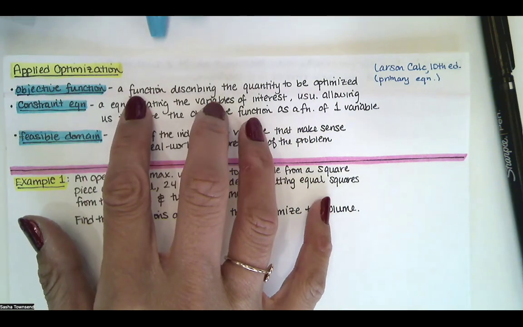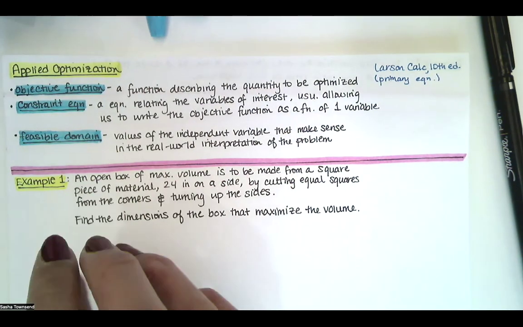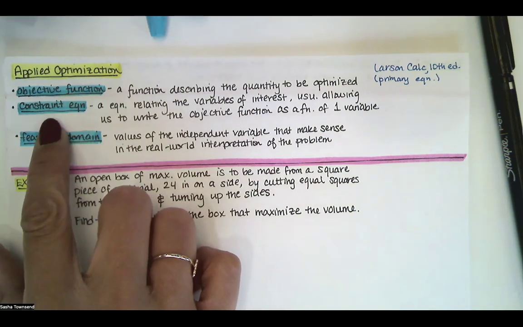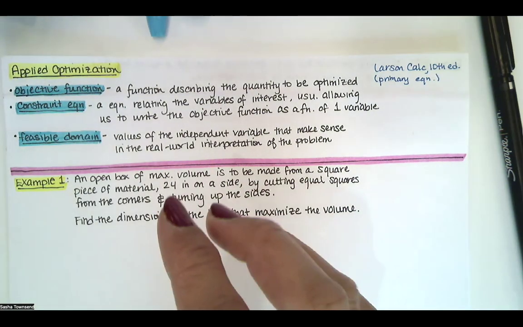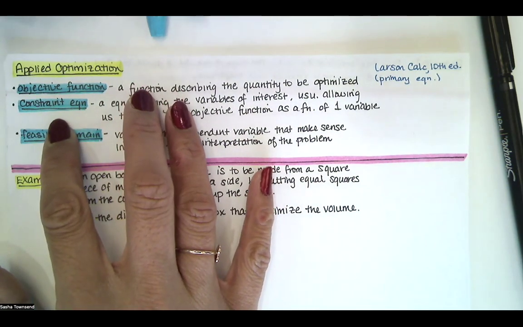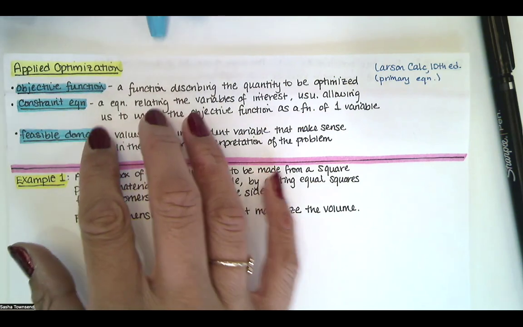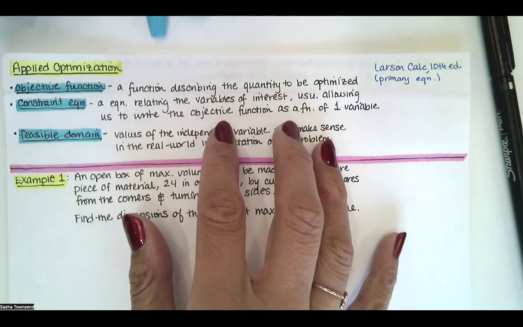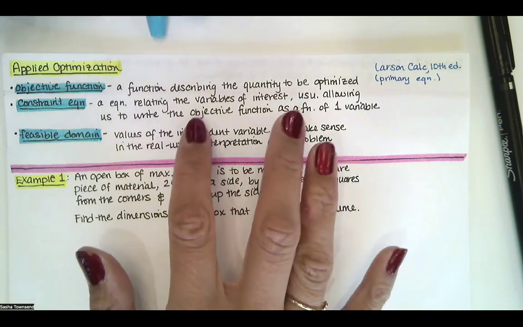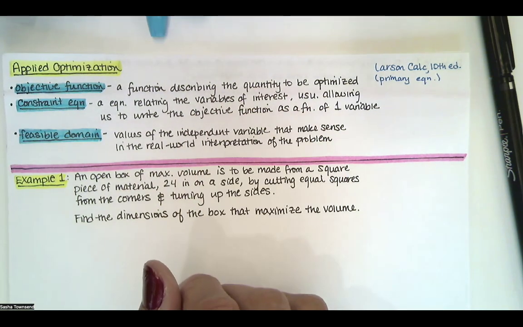Now, there's going to be a function that we're trying to optimize, trying to minimize or maximize. Because we're in calculus 1, that function has to be a function of one variable only. So there might be some other information in the problem statement relating various independent variables to each other, and that information is going to lead to what's called a constraint equation. That's an equation that relates the variables that we're interested in. And that equation we can usually solve for one of the variables in terms of the other variables so that we can write the objective function as a function of one variable only.